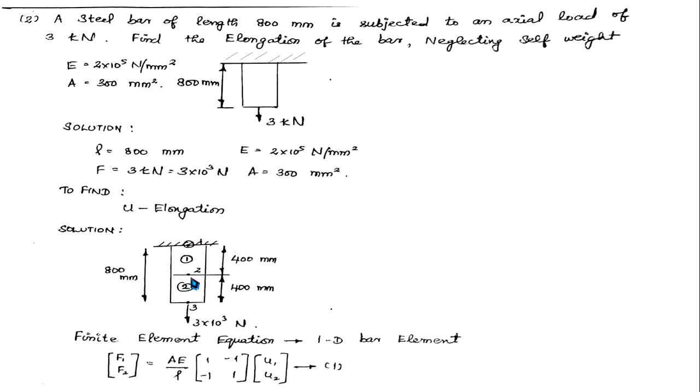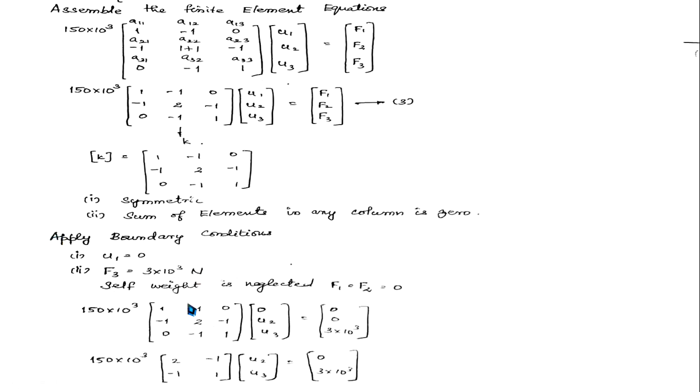At node 2 again it is 0, so f2 is 0. At node 3 alone, another force acts, 3 into 10 power 3 Newton, so 3 kilonewton. So that will be your value of f3. So you apply now: u1 is 0, and f2 is 0, obviously.